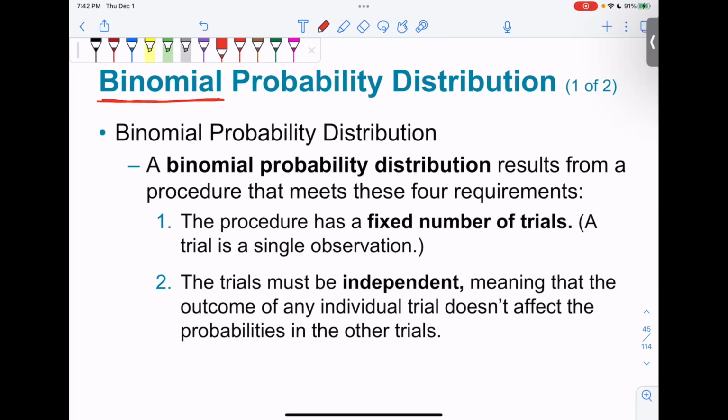The first one: this distribution depends on trials. So we have some trials and we have some events that we are interested in. The first requirement is that the number of trials is constant or fixed. So we have a number of trials n, and n is fixed from the start. We will repeat this experiment 10 times, period. So we have that specific number.